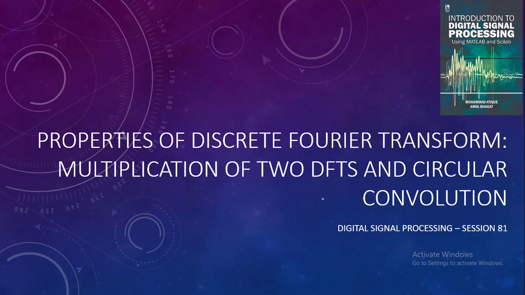In the previous session, we have seen the multiplication of two DFTs property of discrete Fourier transform, as well as how to determine the circular convolution by using its formula. So today we'll be identifying circular convolution by using the multiplication of two DFTs property.